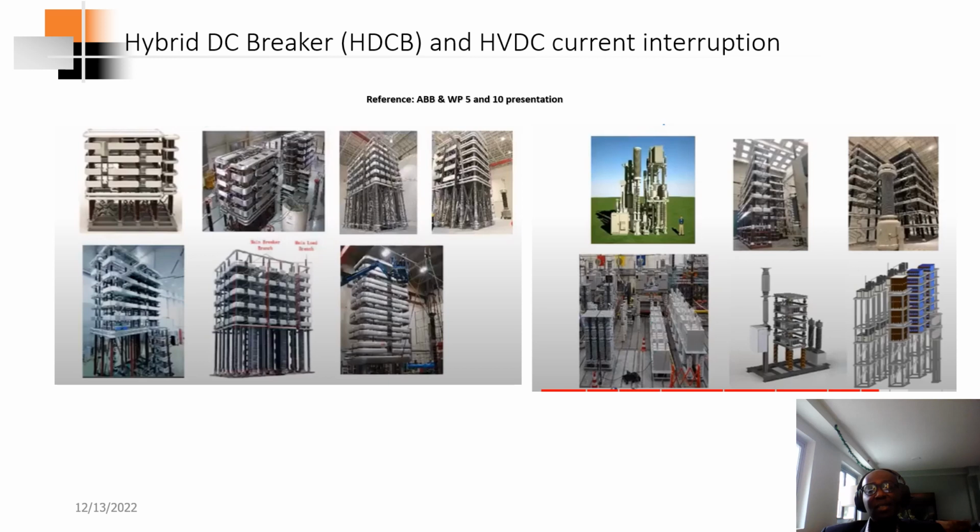Okay, so next is a picture of how a DC circuit breaker looks. On the left side, it's basically the resonant type of DC circuit breaker, the mechanical DC circuit breaker, and on the right hand side is the hybrid DC circuit breaker. So basically, the ones on the right side are the technology of choice these days, if cost is not a factor. If cost is a factor, then the one on the left side is the technology of choice.